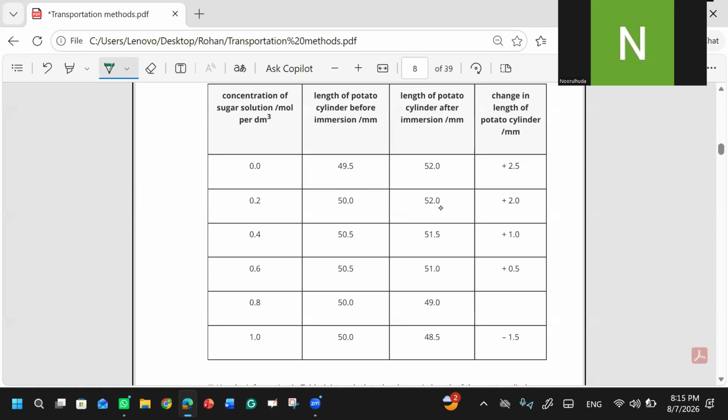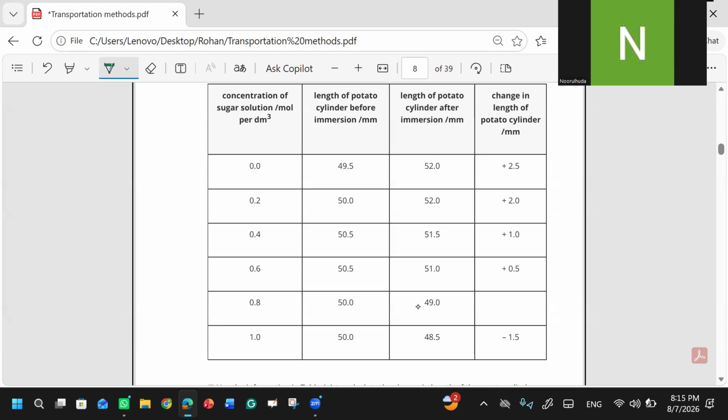What is this telling us? That the water potential outside the potato cell was higher, okay? That's why water has entered in this, okay? And when the water entered in it, the cell became turgid, right? Okay, these are the first two.